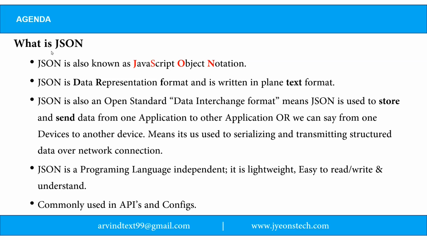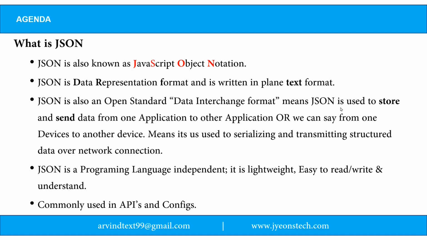So today's agenda is what is JSON. JSON is also known as JavaScript Object Notation. JSON is a data representation format. It means that it represents the data and is written in plain text format. JSON is also an open standard data interchange format.